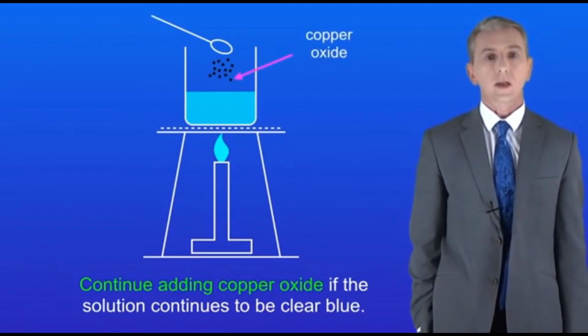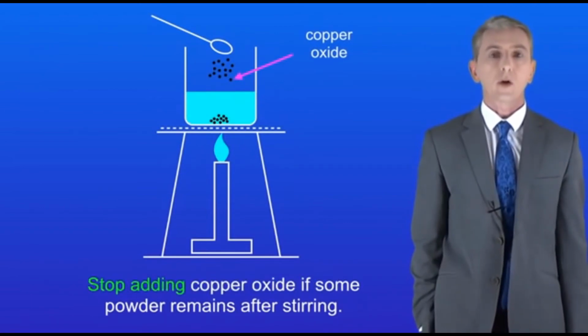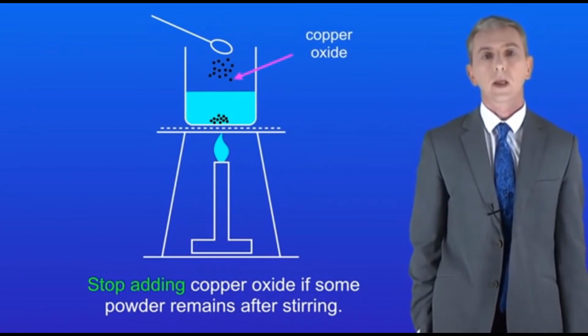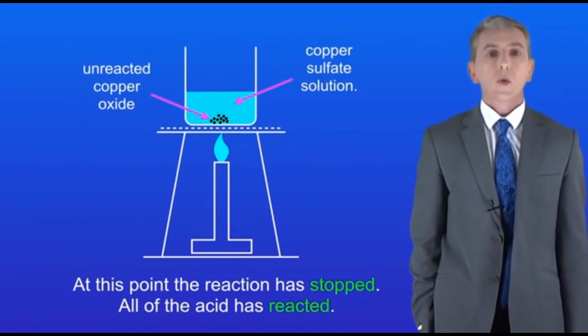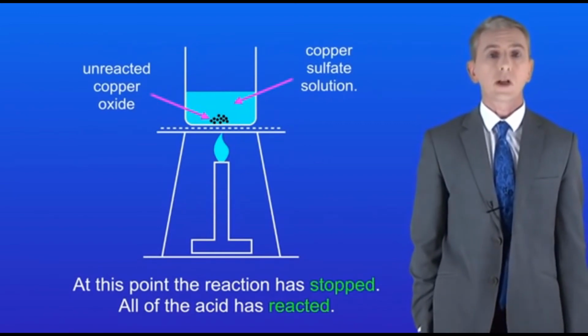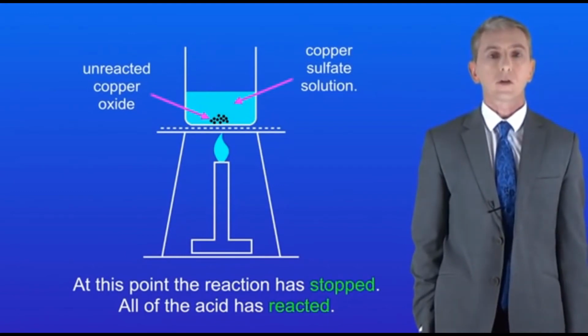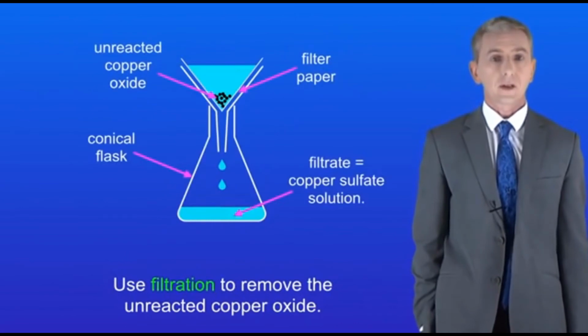Continue adding copper oxide if the solution continues to be clear blue. Stop adding copper oxide if some powder remains after stirring. Now at this point the reaction has stopped, as all of the acid has reacted. We've made copper sulfate and the solution is now neutral. In the next step, we're going to make crystals of our copper sulfate, but first we need to remove the unreacted copper oxide. Because this is insoluble, we can filter it away. To do this, we use a filter funnel and filter paper, which I'm showing you here.